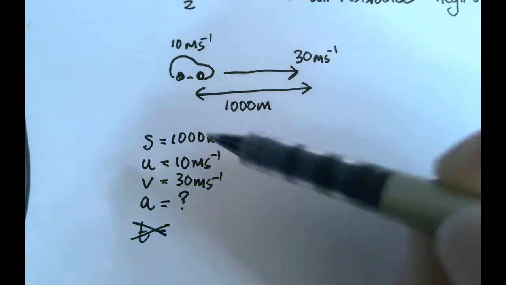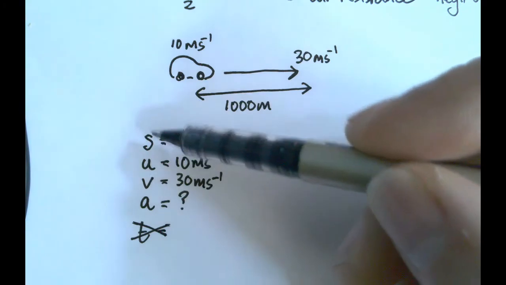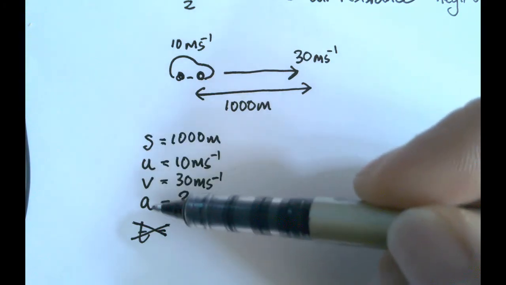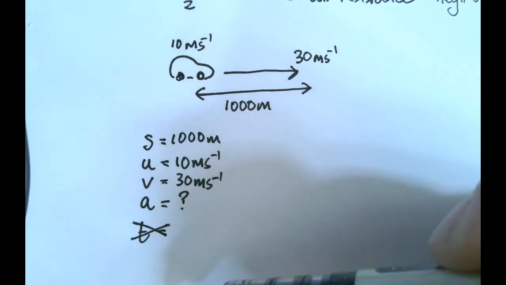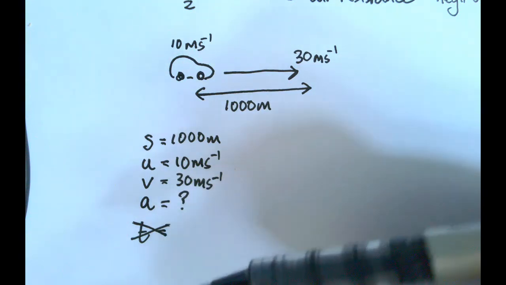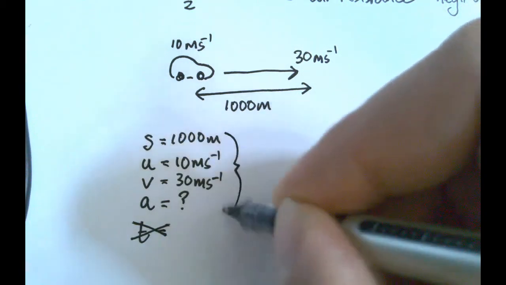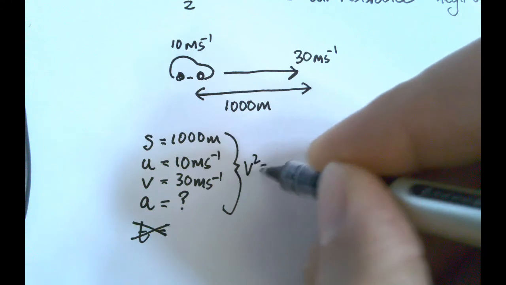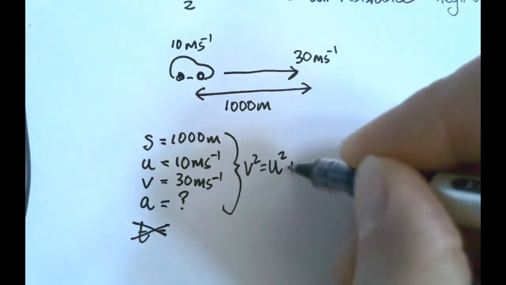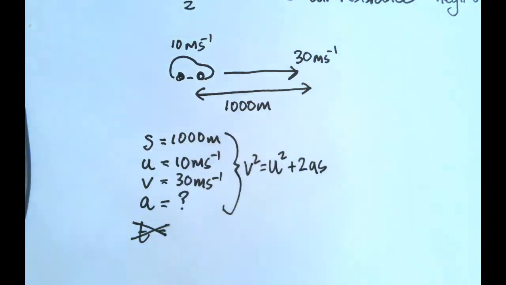So what you do now is you ignore the numbers, you look at what you've got. We've got S, U, V and A. Now after you've done a few of these, you'll quite quickly realise that there's only one SUVAT equation that doesn't have the time in. So that's letting us know that we need to use v squared equals u squared plus 2as.